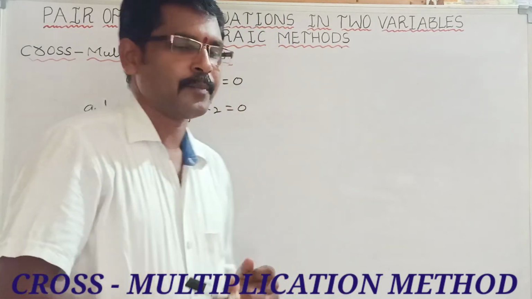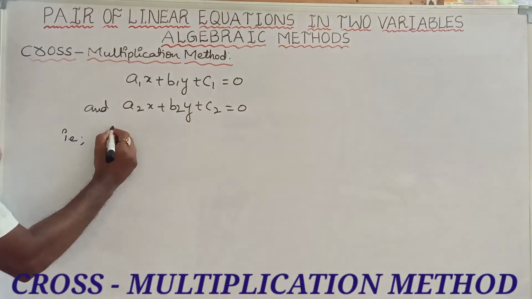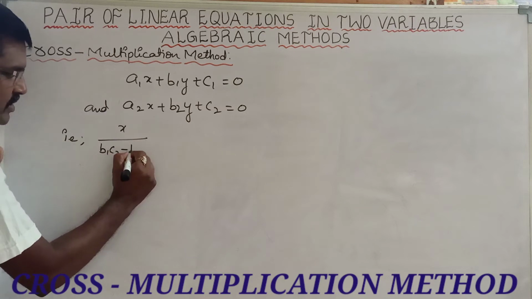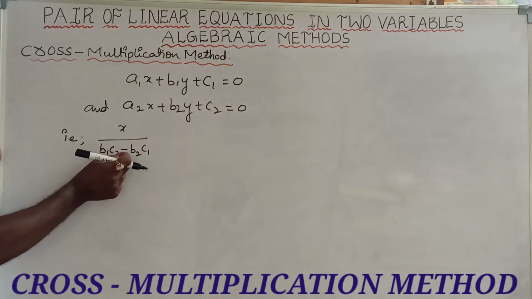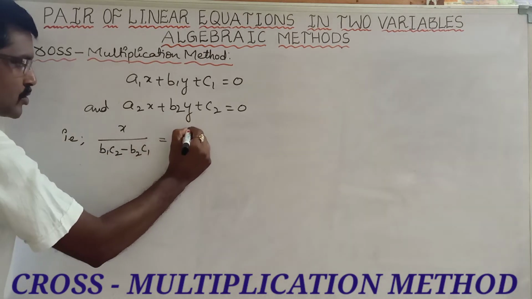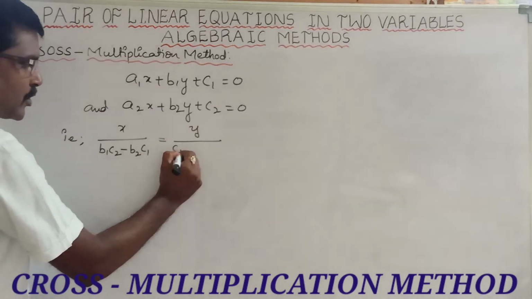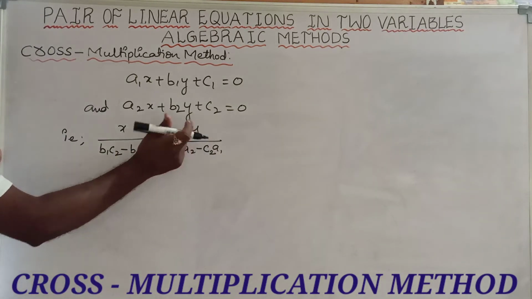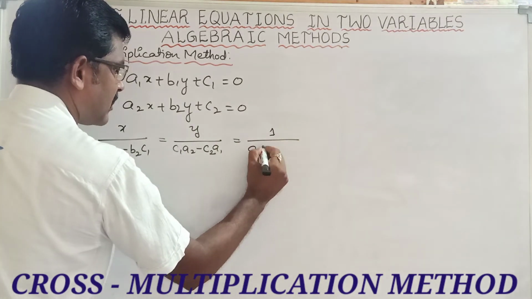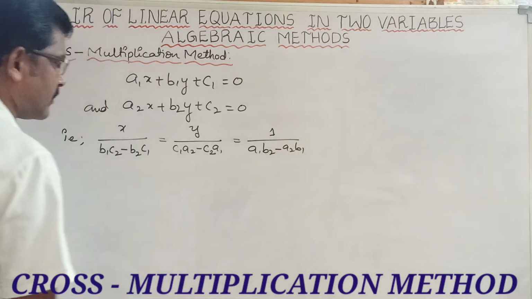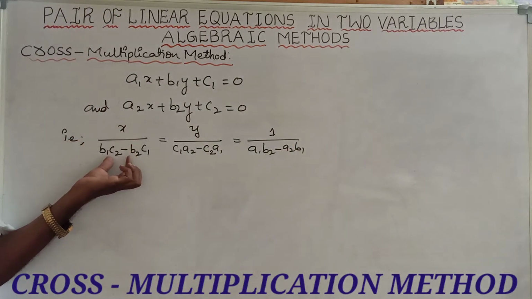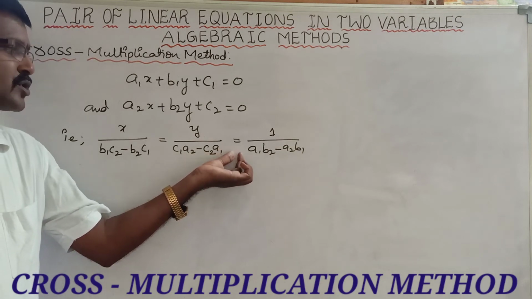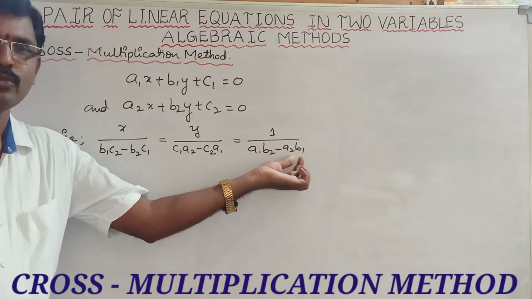Here there is one formula: x by b1 c2 minus b2 c1 is equal to y by c1 a2 minus c2 a1 is equal to 1 by a1 b2 minus a2 b1.